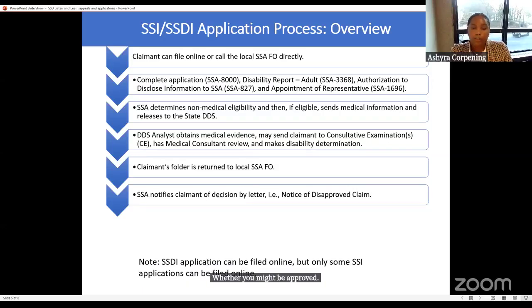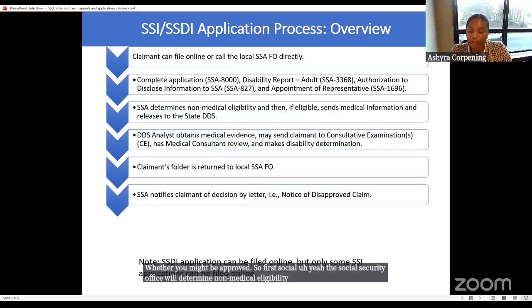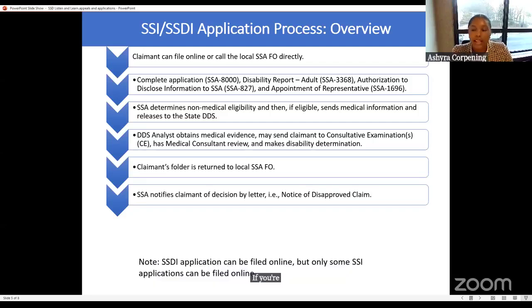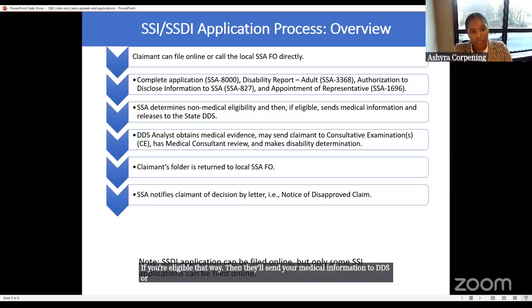So first, the Social Security office will determine non-medical eligibility. So for SSI, that would be whether you meet the resource requirement, and for SSDI, that would be your work credits and work history. If you're eligible that way, then they'll send your medical information to DDS or Disability Determination Services that we spoke about earlier.